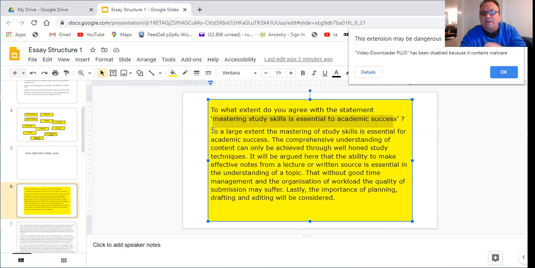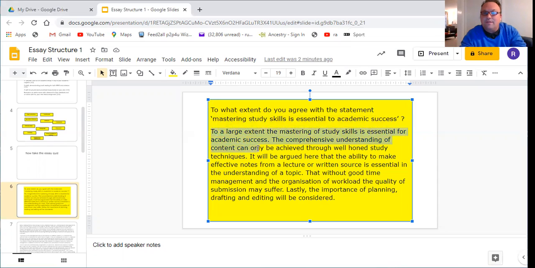So in the introduction, the first two sentences revisit that question, rehash that question. And it says, to a large extent, so there you have a measurement of extent, the mastering of study skills is essential for academic success. So agreeing with the statement to a large extent. The comprehensive understanding of content can only be achieved through well-honed study techniques. In other words, it's supporting that initial statement with another statement.